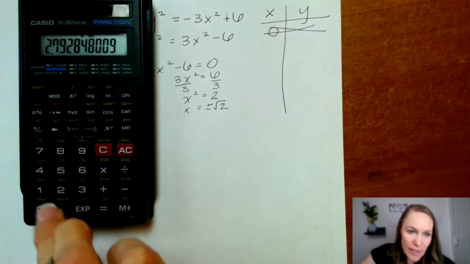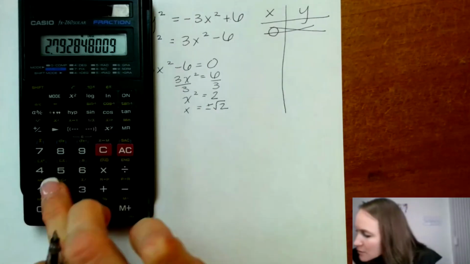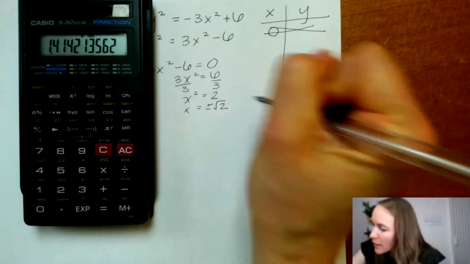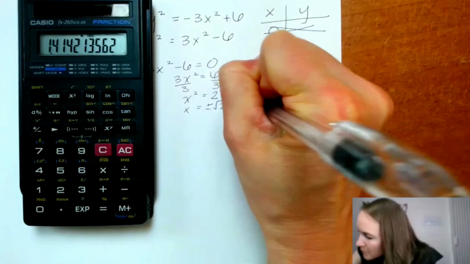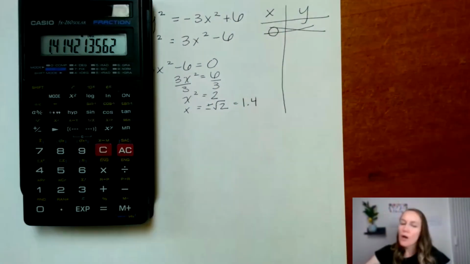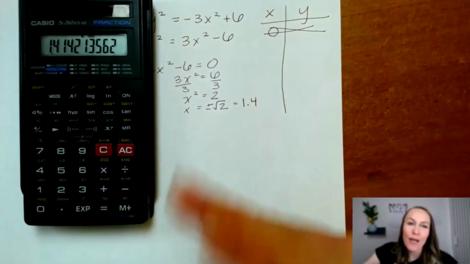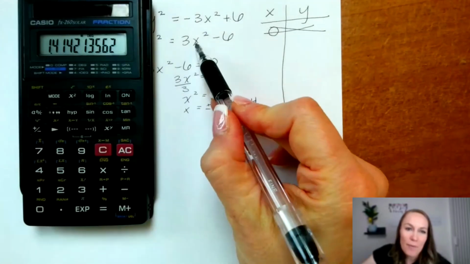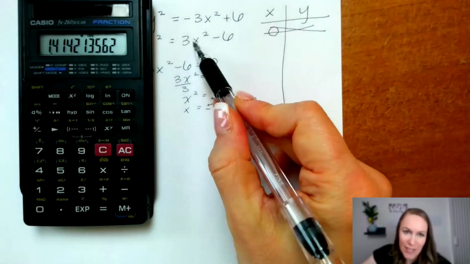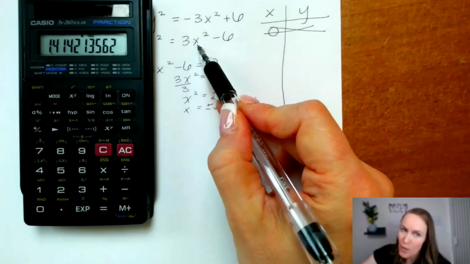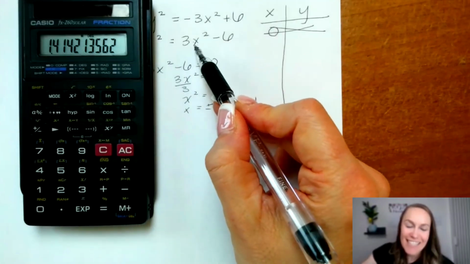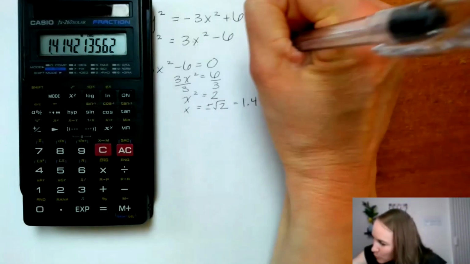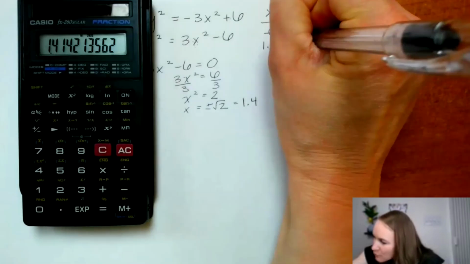So let's go ahead and find that out. So I have 2 and take the square root, and I get it's about 1.4. Okay, so let's say I plug in 1.4 to this. So I'm going to take root 2, plug it in, square it, it becomes 2. 3 times 2 is 6. 6 minus 6 is 0. So if I plug in positive 1.4, I get 0 for y.